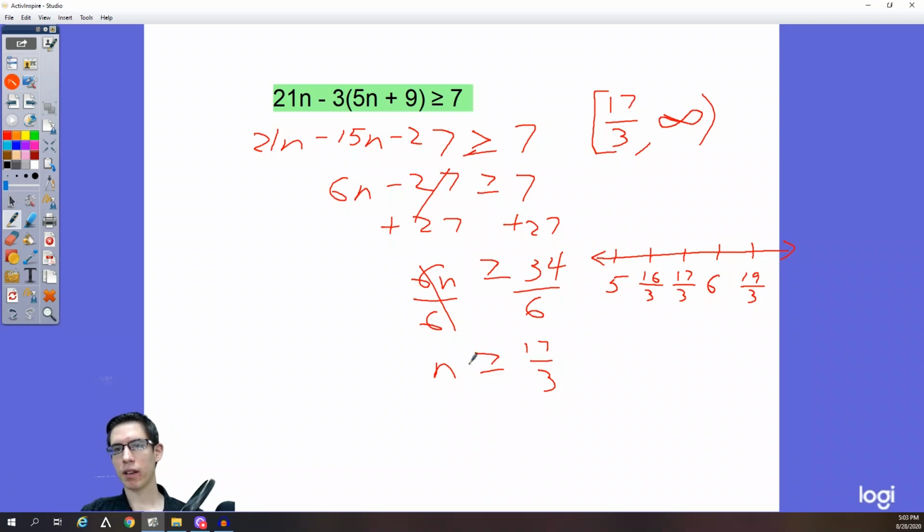And because n is greater than or equal to 17 thirds, I've got to put a closed circle again, right on that 17 thirds. And then I need to go to the right. Everything that is larger than 17 thirds gets included, just like that. Okay?